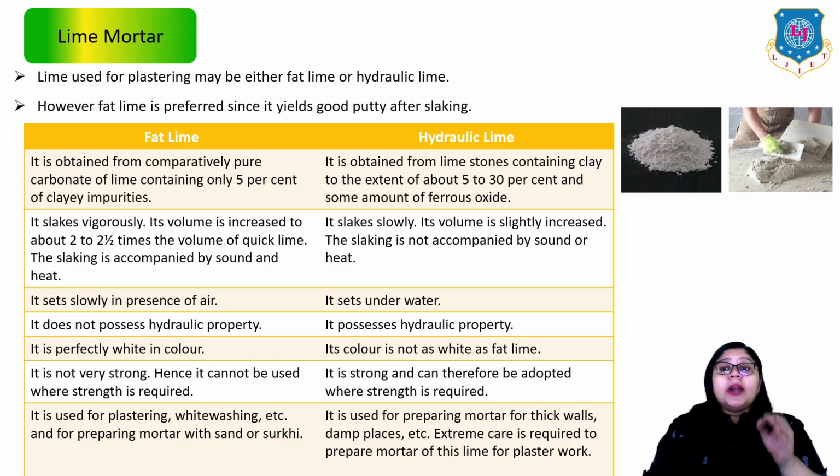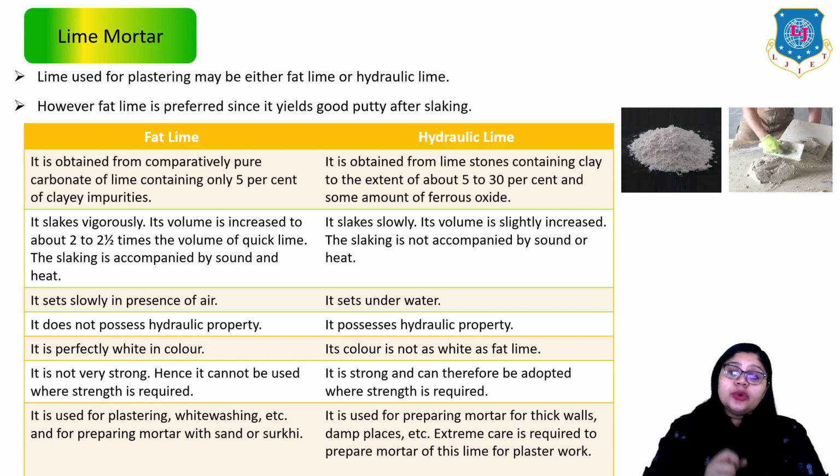Fat lime sets slowly in presence of air, while hydraulic lime sets under water. Fat lime does not possess the hydraulic property, but hydraulic lime possesses hydraulic properties. Fat lime is perfectly white in color, but hydraulic lime is not as white as fat lime. Fat lime is not very strong, hence it cannot be used where strength is required. Instead, we can go for the hydraulic lime whenever strength is required because it is strong and can therefore be adopted where strength is required, right?